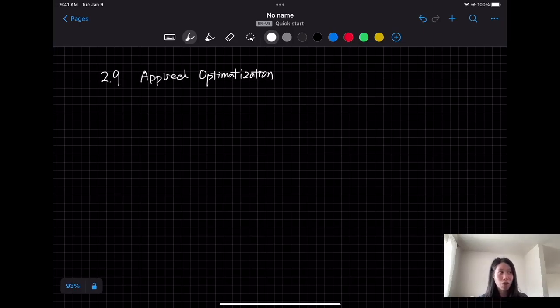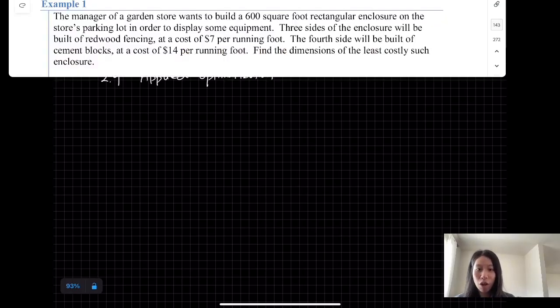So in this section, we're going to discuss how to find these extreme values by using calculus. Here is the example. The manager of a garden store wants to build a 600 square feet rectangular enclosure in the store's parking lot in order to display some equipment. Three sides of the enclosure will be built of redwood fence at a cost of $7 per running foot. The fourth side will be built of cement blocks at a cost of $14 per running foot. Find the dimensions of the least costly such enclosure.